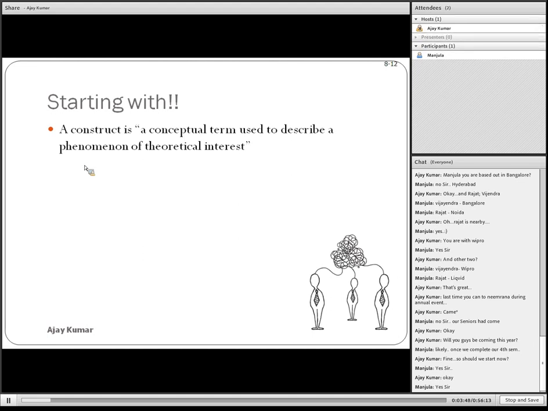So if I am about to develop a questionnaire about the learning style of an individual, then the construct for me in this would be learning style. If I'm trying to develop a questionnaire for attitude measurement, then attitude is my construct. So anything which I'm trying to measure, I would call a construct.